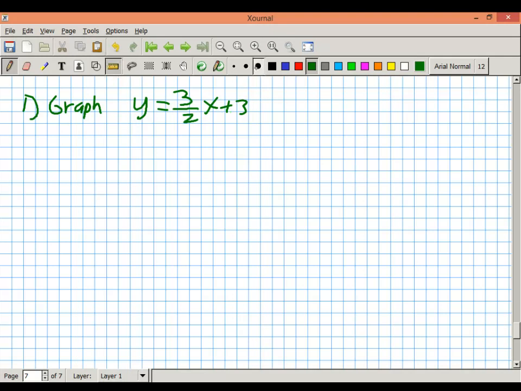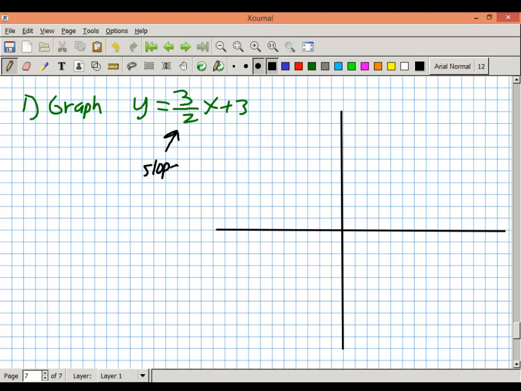Now, when you first learned how to graph, your teacher probably said to make a table, make a t-table or a t-chart, and you'd plug in x's, and you'd calculate y based on the equation, and then you'd plot the points. Well, we don't have to do that anymore if we know how to graph the equation of a line. So if we look at this, remember, you know 2 things. This is the slope. It's the number in front of x. This is the y-intercept. That's going to be the first point that you plot.